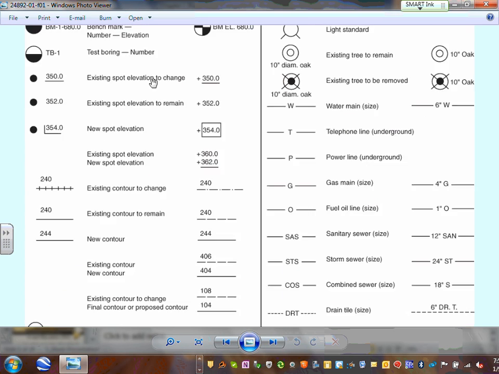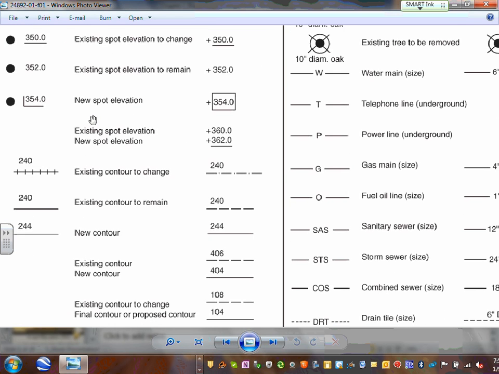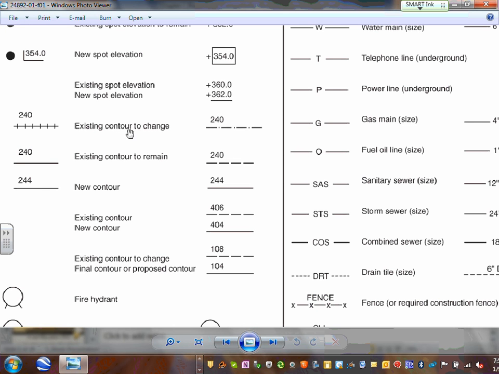Existing spot elevation. Look at all the symbols that they use, and again, you don't have to look at all of them. Existing contour to change. If you guys see a line like this, it will tell you that this area will be excavated. So if you see a line, where would that be? Here, right here. All these areas will be excavated, which means we will bulldoze that area. So these are a couple of symbols.